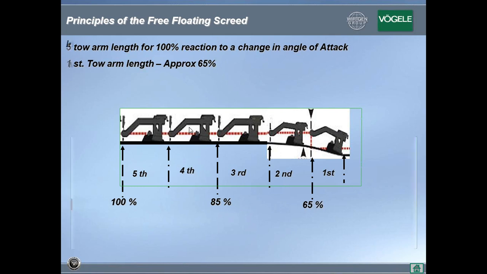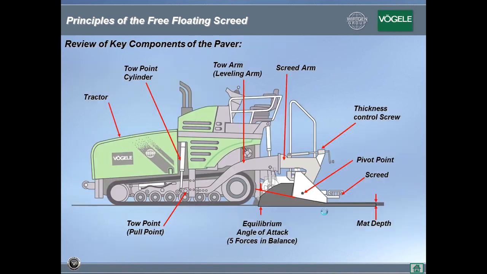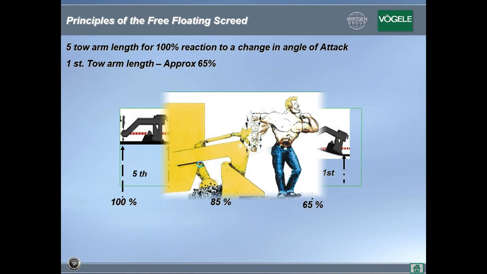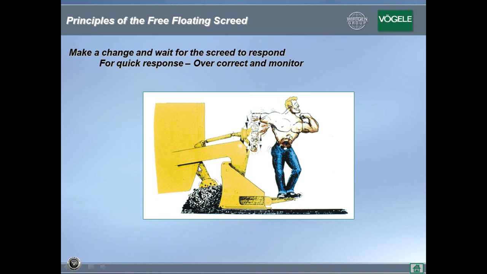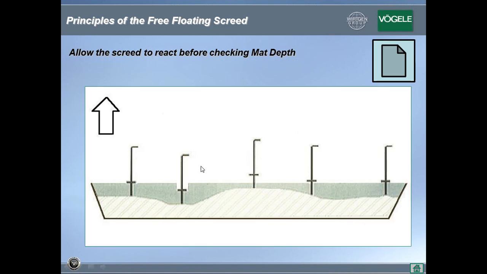So remember, from the time we make the change, the entire mass rotates about that point to give you a thicker mat or a thinner mat. That process takes 3 to 5 times the length of the toe arm, so it does not happen instantly. So whenever you make a change, give the screed enough time to react before you check your mat depth.